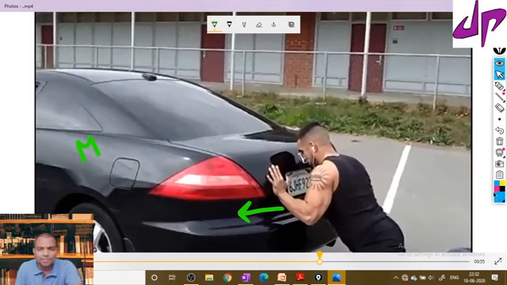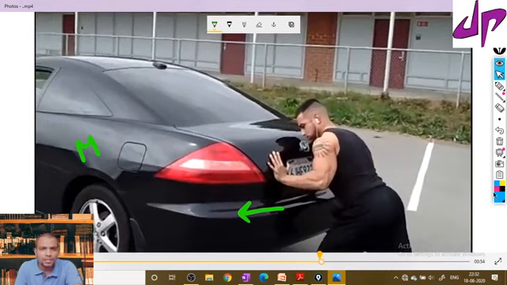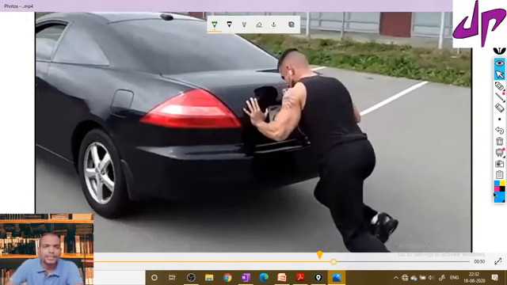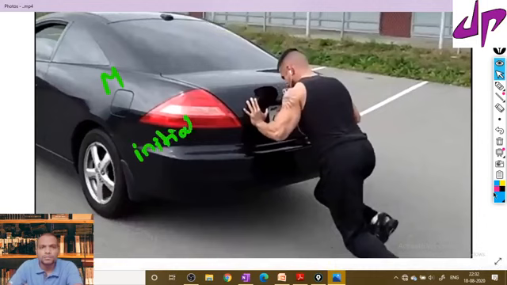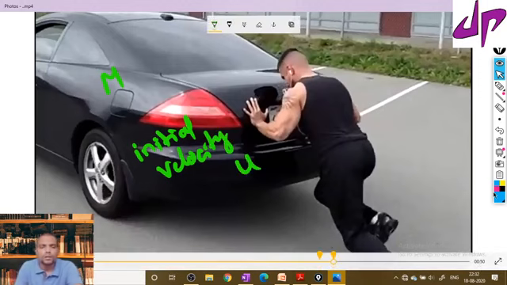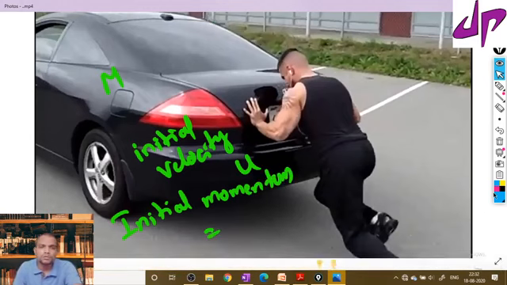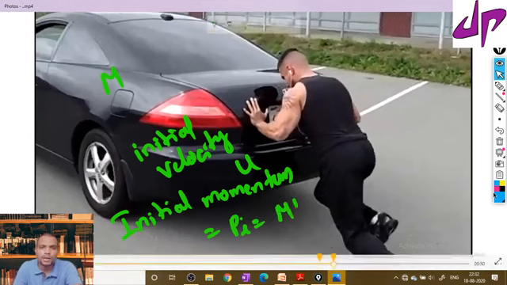Now initially the car is at rest, but we can take that it's moving with a velocity. Now if you take the car mass m and initial velocity as u, therefore I can calculate the initial momentum. The initial momentum, I can write P initial, equals the product of mass and velocity.